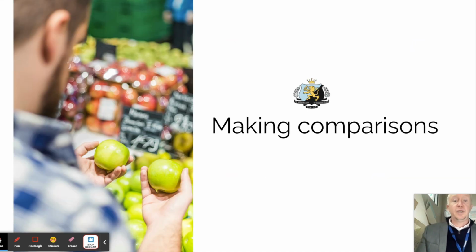Now let's look at comparing this report with reports from previous years. And because we've changed the content that we're reporting on in order to align it directly to the curriculum, you're not necessarily going to be able to directly compare last year's reports with the reports from this year.